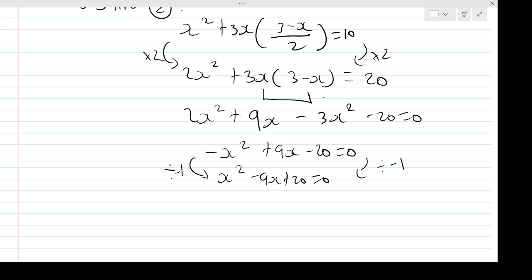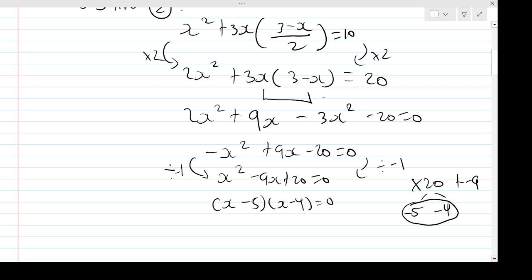Can I factorise? I might be able to, because I have to find two numbers that multiply to get 20 and add to get minus 9. Of the factors of 20, I immediately spot that the one that gives me minus 9 is 5 and 4, right? Because if I do minus 5 minus 4, that will get me minus 9. So they add to get minus 9, and if I times them, minus 5 times minus 4, I get positive 20. So I can then factorise instead to say x minus 5, x minus 4 equals 0.